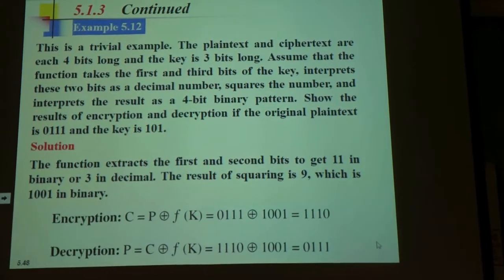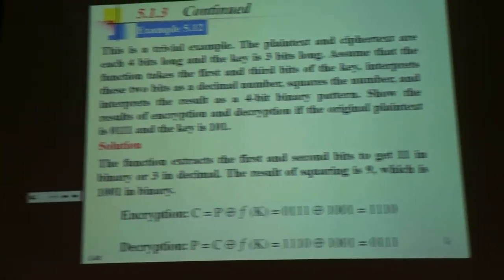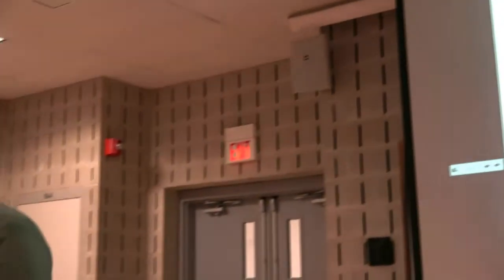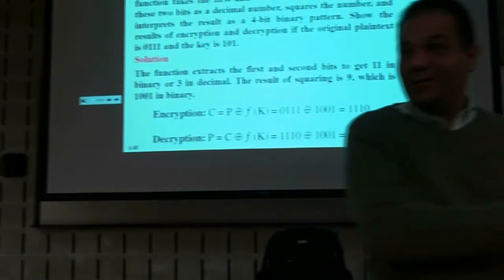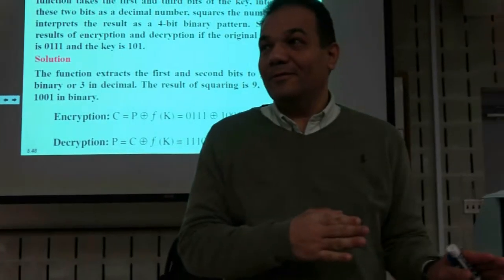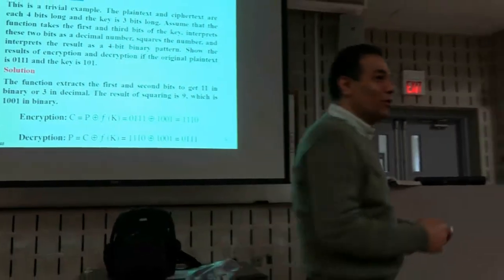All right? So there is a function that both parties need to agree upon to generate the key. It's not as simple as this. It's just an example. It's much more complex than that.